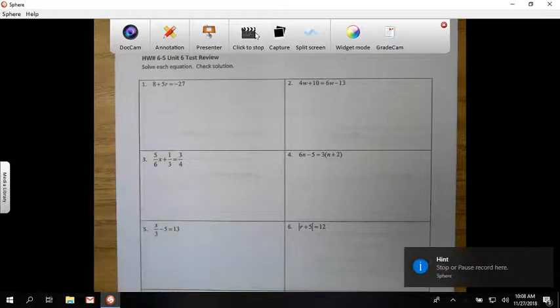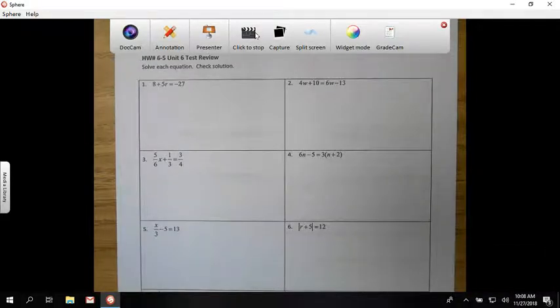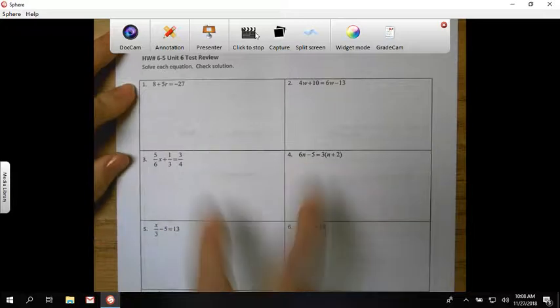Today we're going to go over the Unit 6 test review. This is your last test for this 9 weeks. I will try to go through and do one of each kind and then go back and work through the rest.